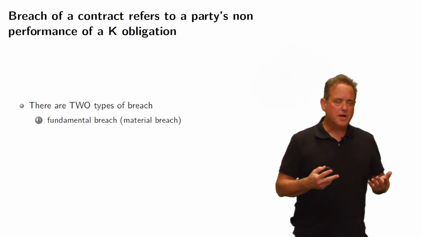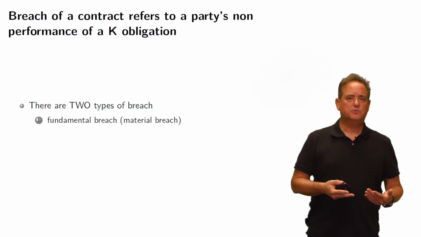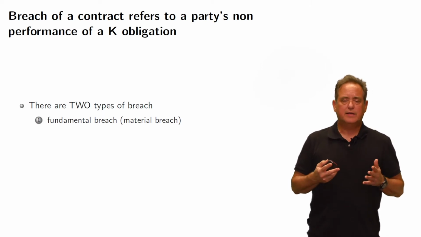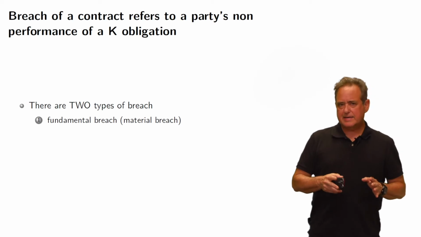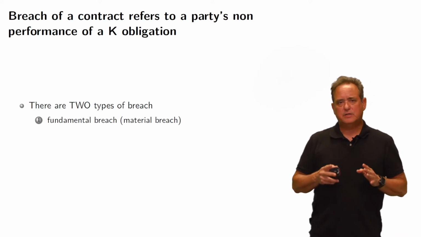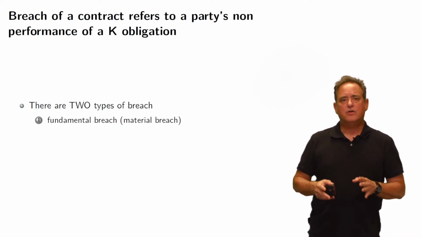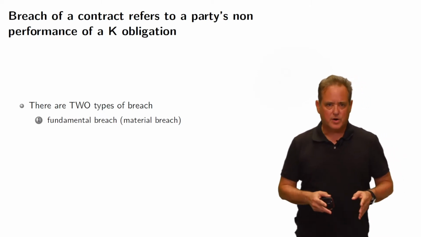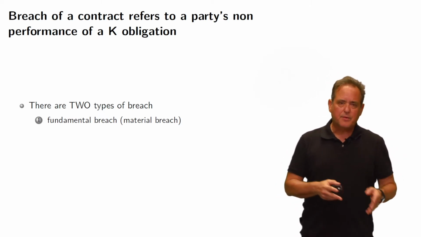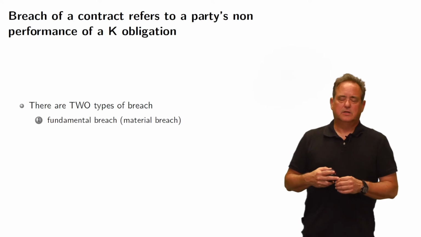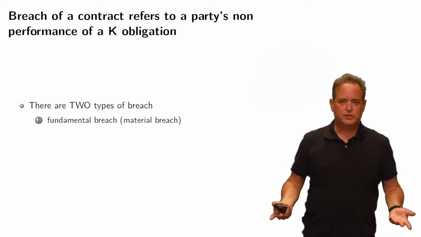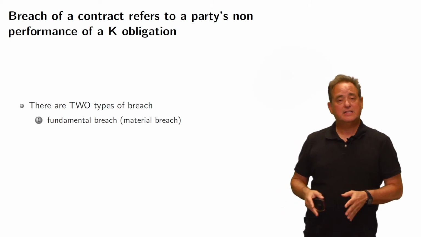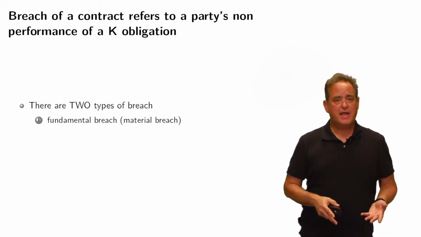And we have the same concept in the United States as well, except we tend to refer to it as material breach. We'll talk more about it in a second, but fundamental breach is essentially a complete failure of one of the parties to comply with their obligations. So obviously, in the case of a seller, it's failure to ship the goods. In the case of a buyer, it's failure to pay for the goods.